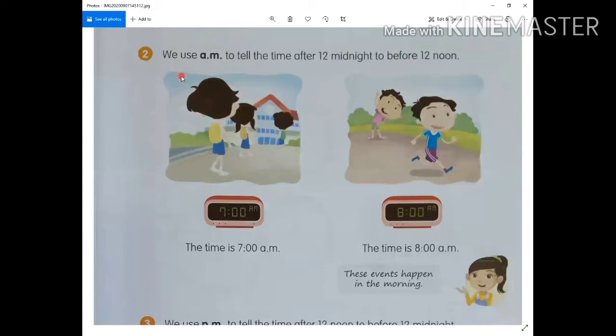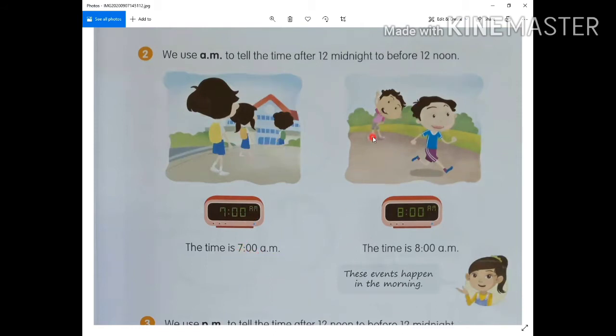Number 2, from page 51. You can read here: we use AM to tell the time after 12 midnight to before 12 noon. Example, look at this. What are they doing? The first picture, they are going to school. Look at the clock, 7 a.m. in the morning. The time is 7 a.m.